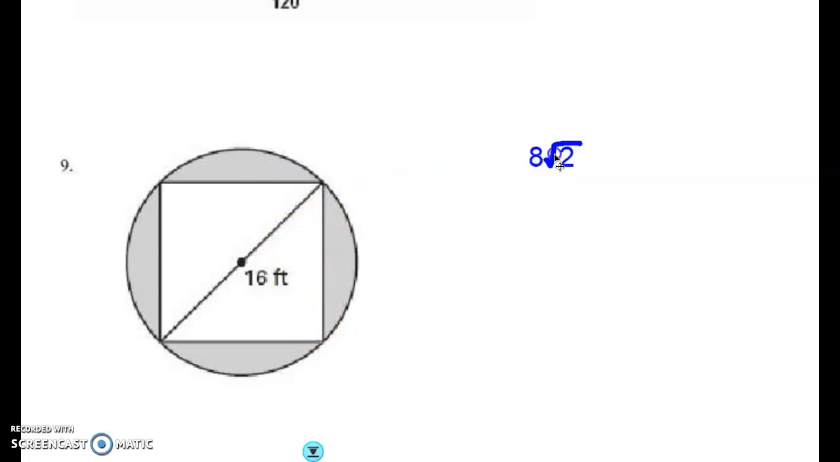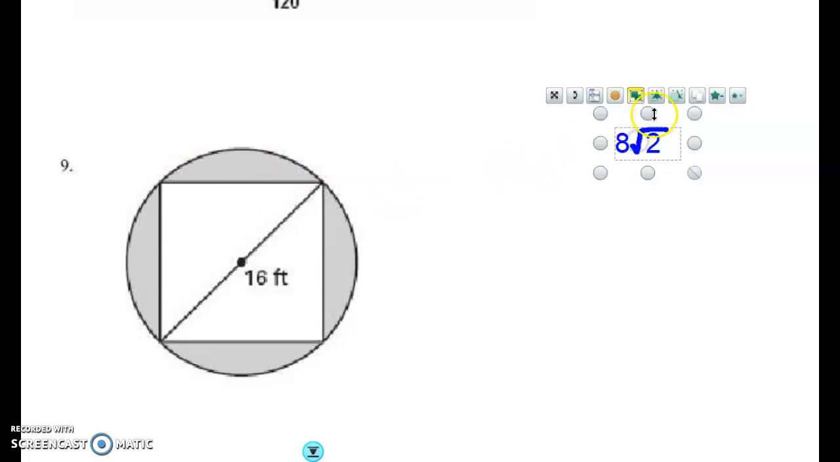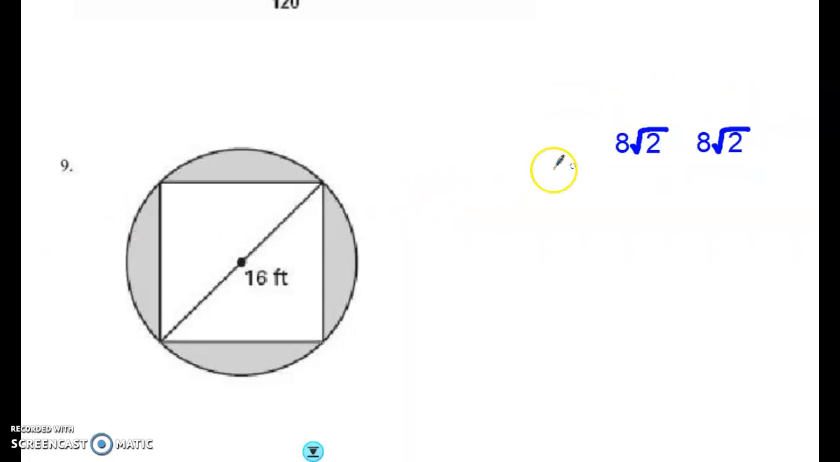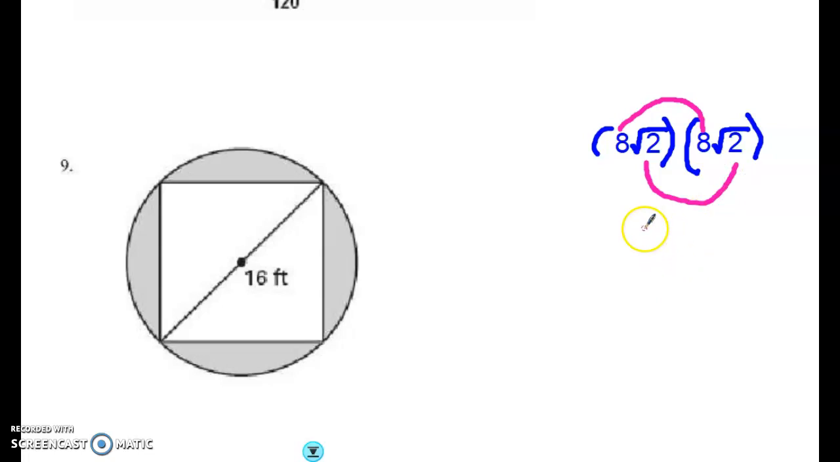So make sure that when you take away the square, you have 8√2 times 8√2, because a square's area is side times side. So 8 times 8 is 64. √2 times √2 is just 2. So we have 64 times 2. That's what we're taking away from this circle.